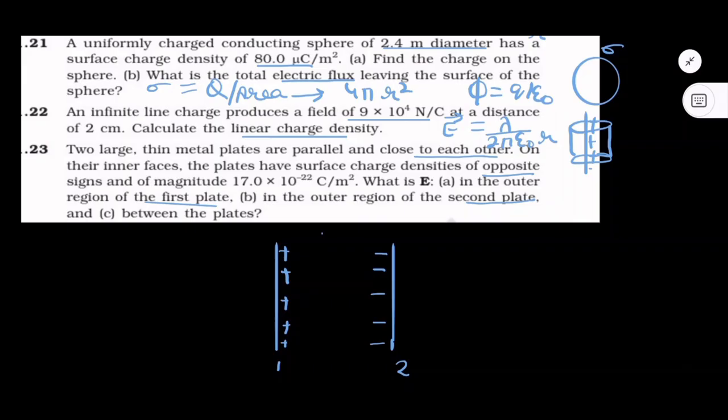So what is the electric field? First we have to calculate on the outer region of the first plate. Let it be point P over here. So this is our first region where we have to find the electric field, and in the outer region of the second plate, this is the second region. And in between the plates is the third part which we need to solve. Okay, so we have to check the electric field at the point A in this first region.